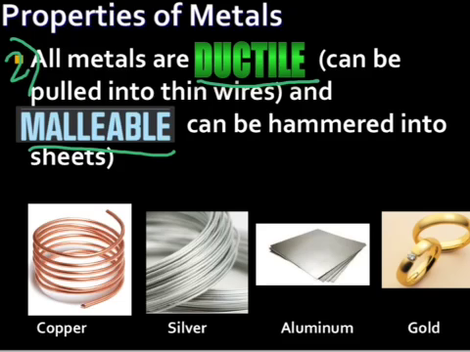And because metals are very ductile and very malleable, we use them to make wires, and we can pound them into sheets, even so thin that it's like paper, in other words, aluminum foil. And we can pound them into other kinds of shapes, like rings, other kinds of jewelry.